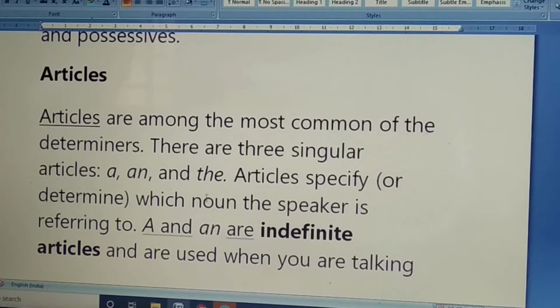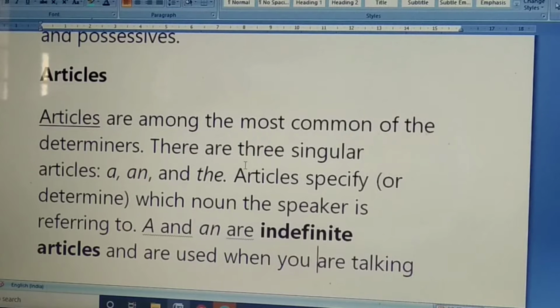The first one, that is articles. Articles we all know, a, an and the. You have done them in lower classes also. You're familiar with articles. Articles are among the most common of the determiners. There are 3 singular articles: a, an and the. Articles specify or determine which noun the speaker is referring to.